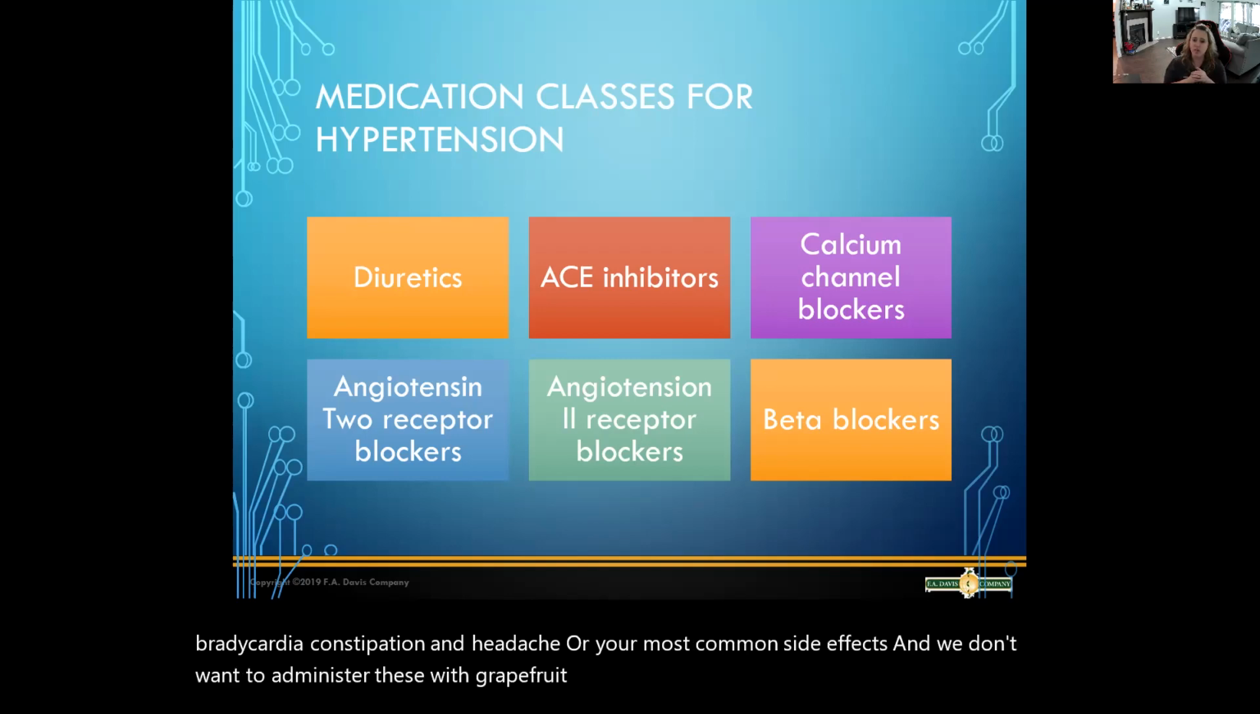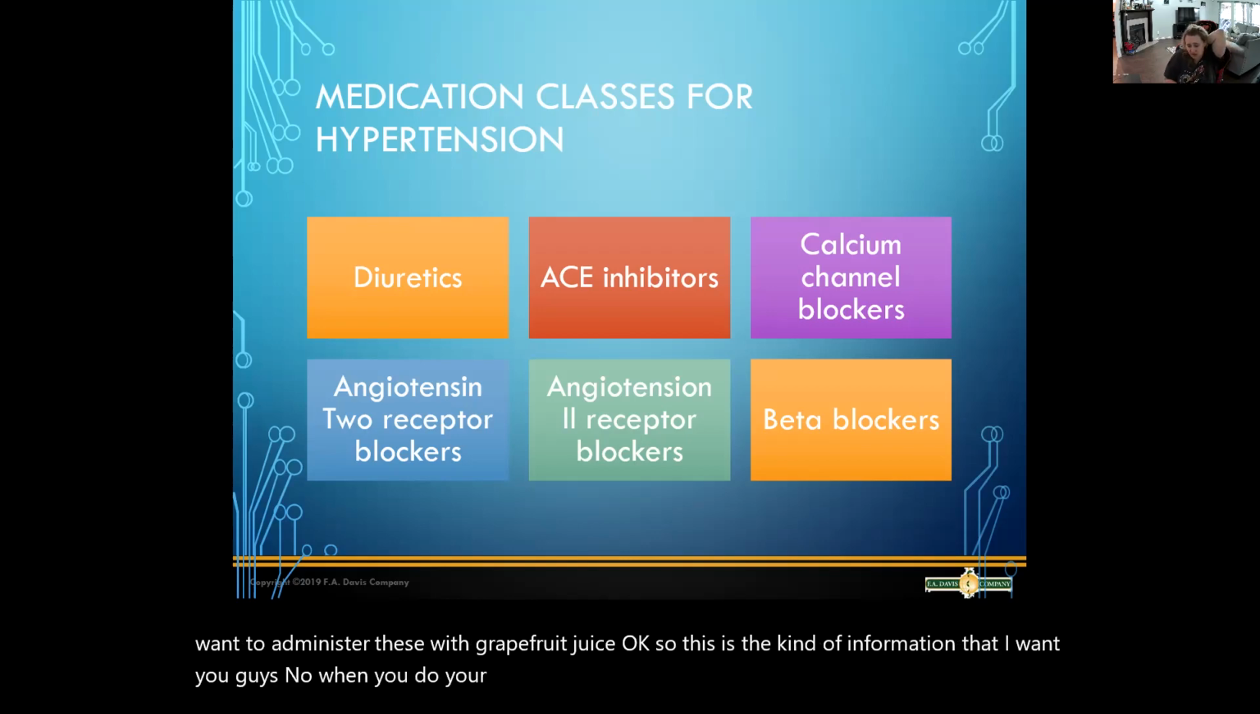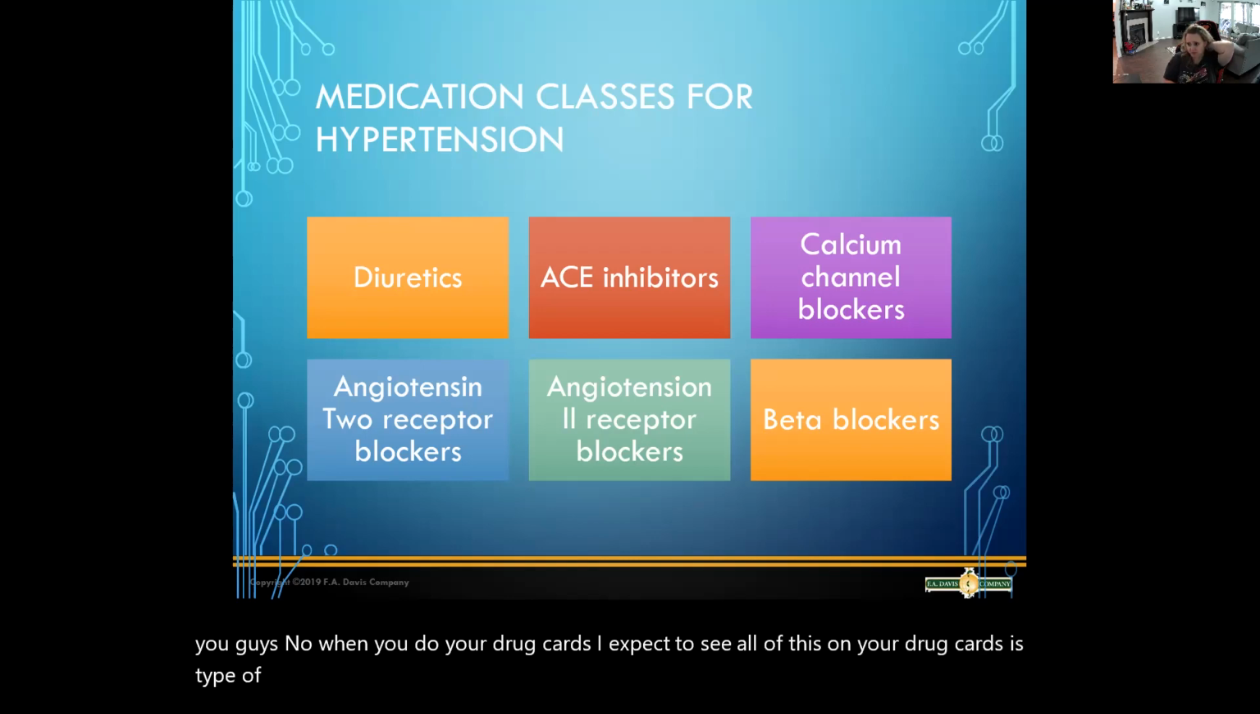Okay, so this is the kind of information that I want you guys to know when you do your drug cards. I expect to see all of this on your drug cards. These are the type of information that I want to see.